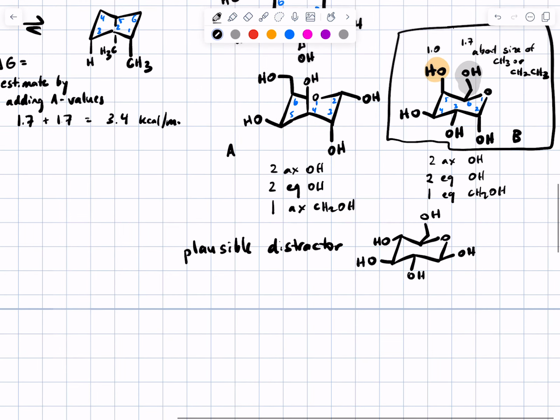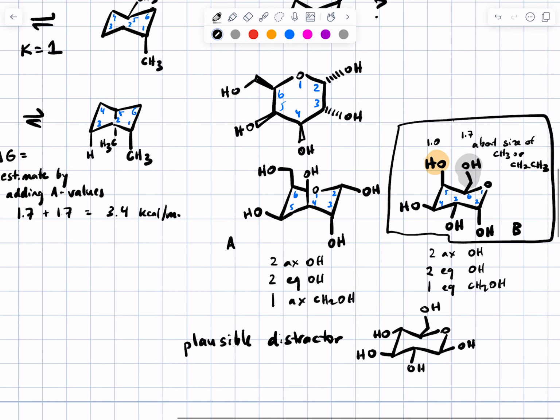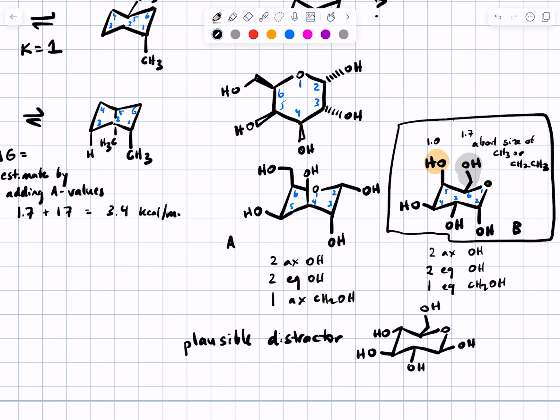Why does that look so enticing? Everything's equatorial, right? Why isn't that a right answer? It's not the same molecule, okay? Read the question. Which of the following is the most stable chair conformation of the molecule below? Where does this disagree? Where is this the wrong molecule?